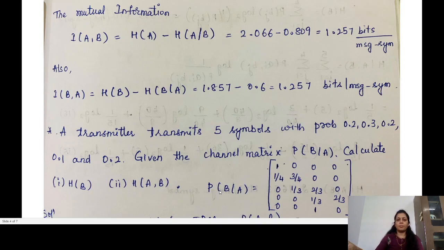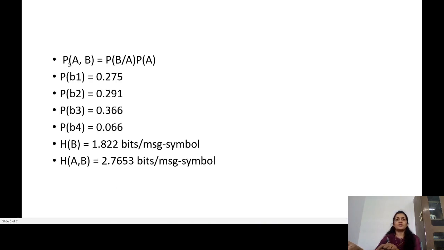So from P of B by A, this is my channel matrix. You can make use of this channel matrix in order to find out the values of various probabilities and to calculate these two entropy values. First thing is you can calculate the joint probability matrix P of A comma B as P of B by A, which is nothing but our given channel matrix, multiplied with P of A.